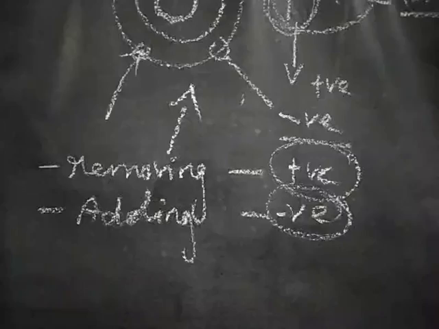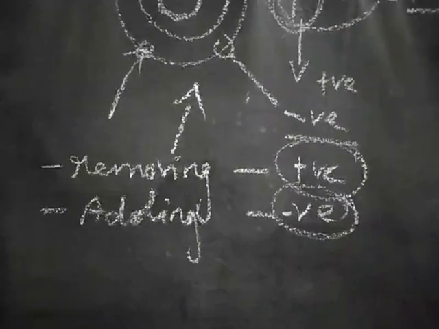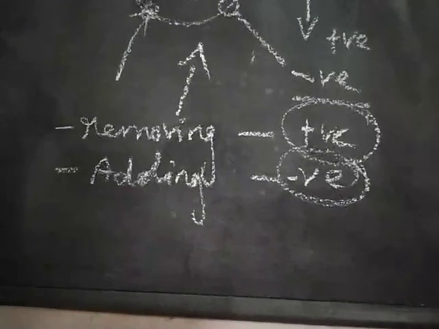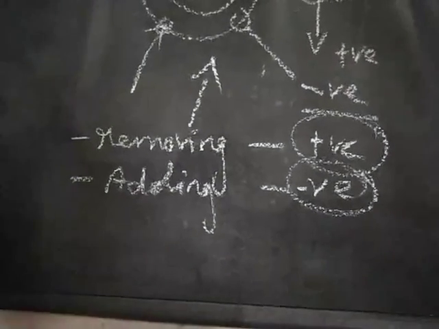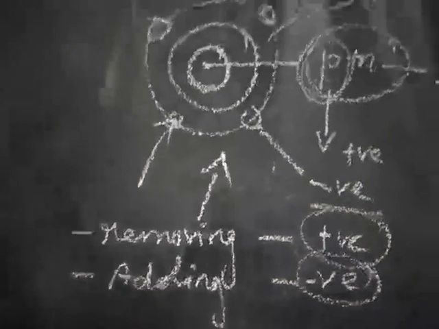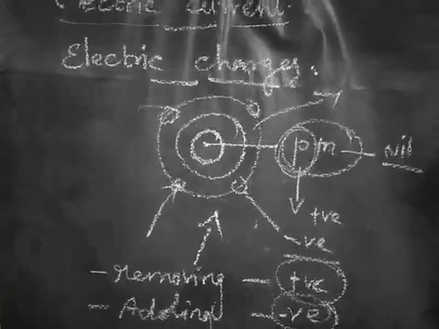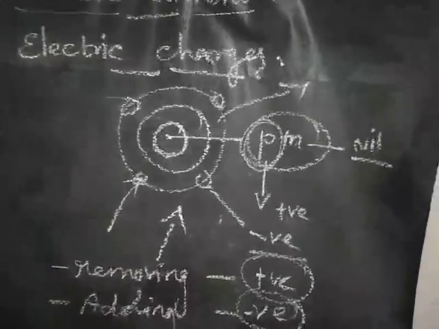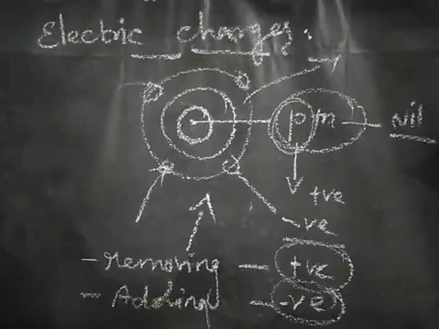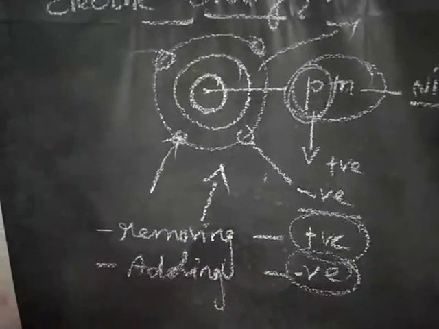For example, if you take a comb and rub it with your hair, what will happen? Due to the rubbing, the electrons are transferred from the hair to the comb. At that time our hair acts as a positive charge, because of the loss of electrons. The comb acts as a negative charge because of the gain of electrons.